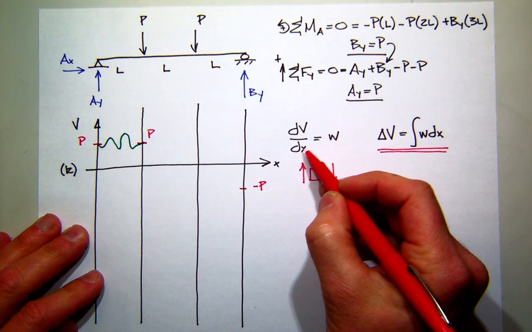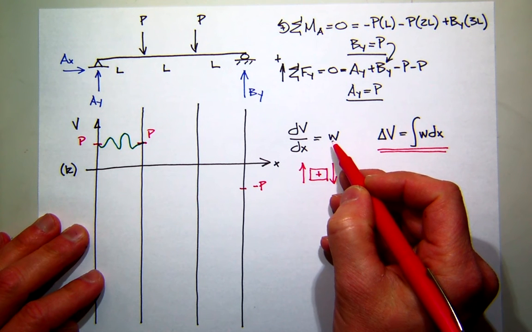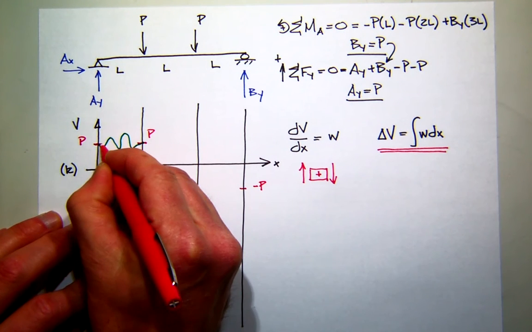Because the slope of the shear diagram is equal to the load, and the load is 0. What kind of slope is 0 slope? A horizontal line.